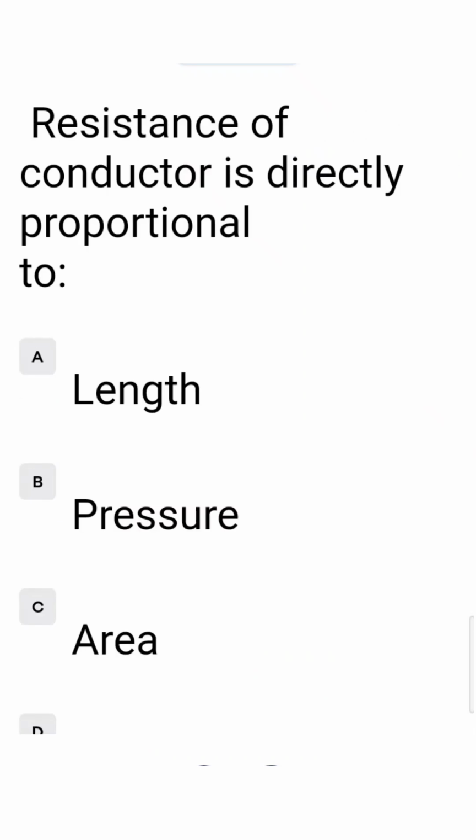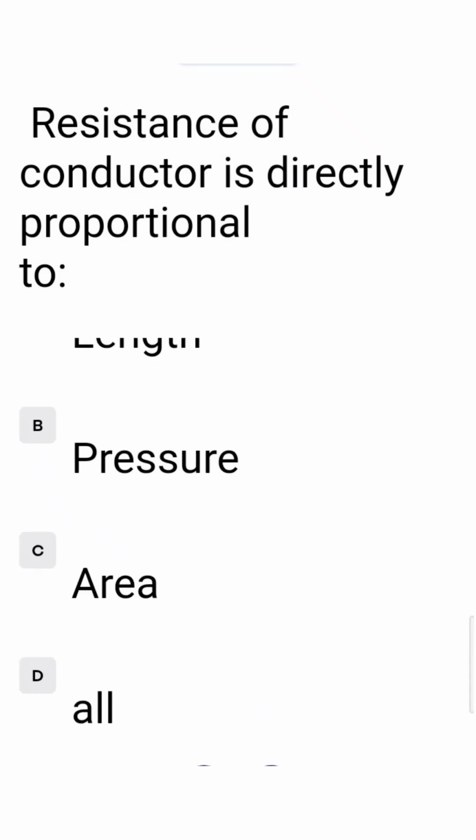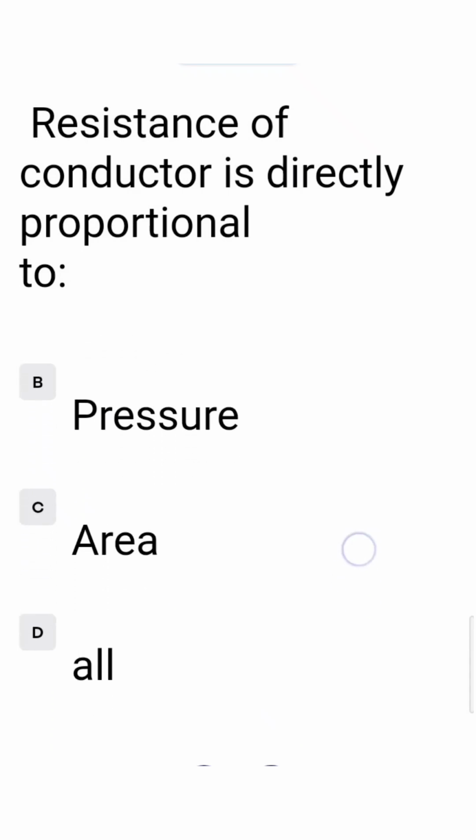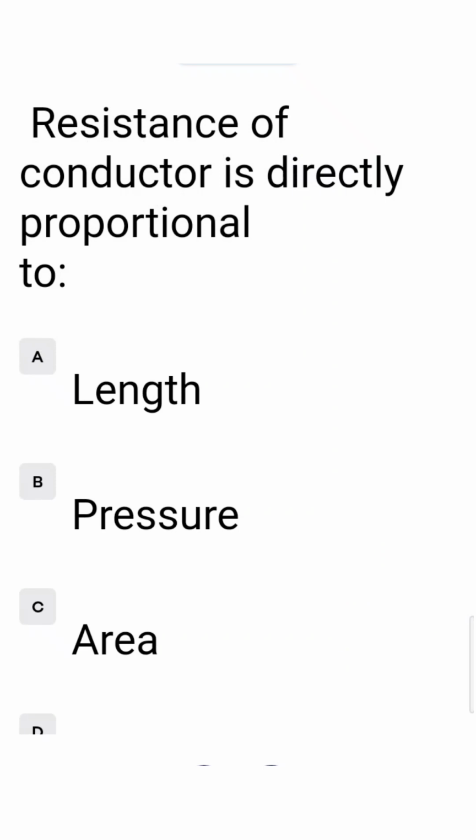Resistance of a conductor is directly proportional to: A, length; B, pressure; C, area; D, R. Resistance of a conductor is directly proportional to length. That is written in option A. So we tick at option A.